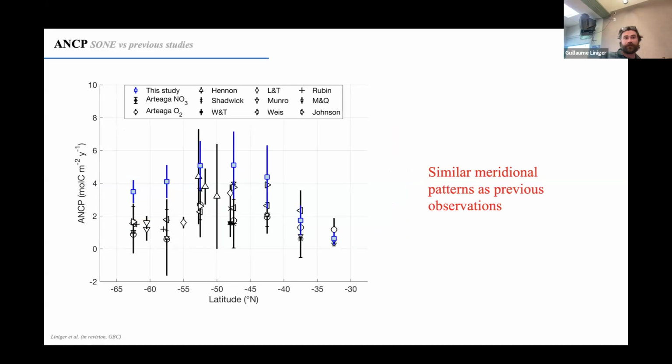Now, if you want to see if our data makes sense and compare it to the previous studies, this is just a little combination of everything that has been done before, showing the meridional pattern of NCP in mole of carbon per meter square per year, binned every 5 degrees. The previous studies are in black and our study is in blue. We see that we have a very similar pattern. We got the lowest, as I said, between 30 and 35, then increasing around the fronts, 45, 55, and decreasing as we go towards the ice zone. So we observe a similar pattern as previous observations.